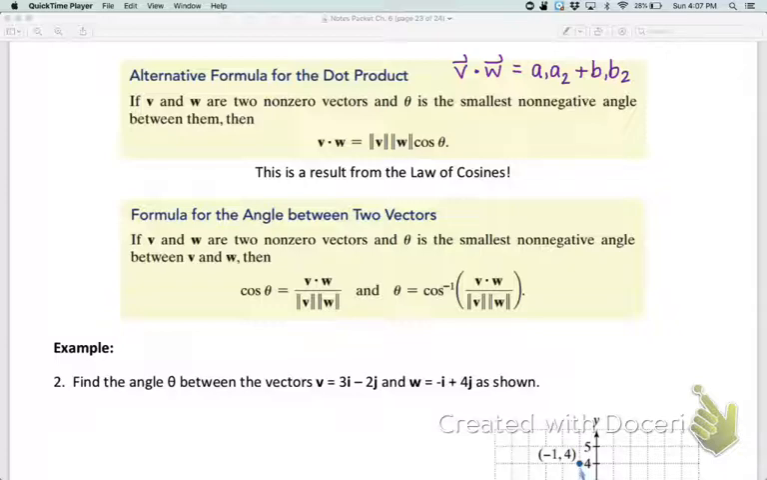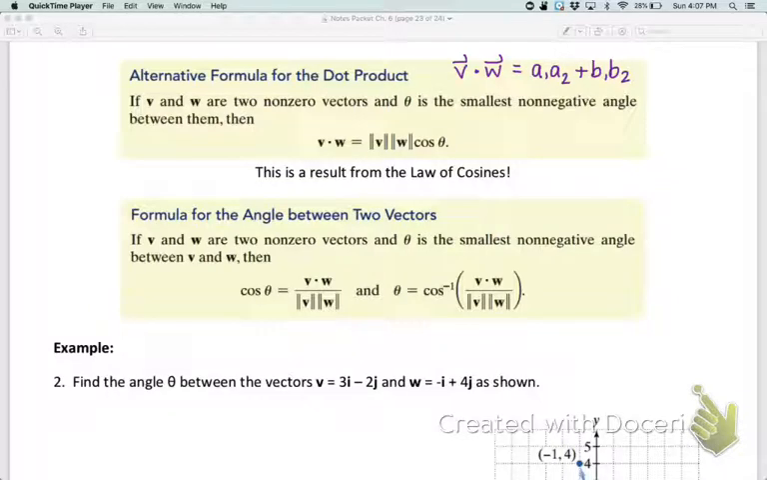Now, this alternative formula is a direct result from the law of cosines. I worked on the proof a little bit myself so that I could maybe show it to you because I know some of you are interested in that, but the math gets a little bit more complicated than what we're ready for. So I'm just going to show you briefly where this comes from. What does this have to do with the law of cosines?